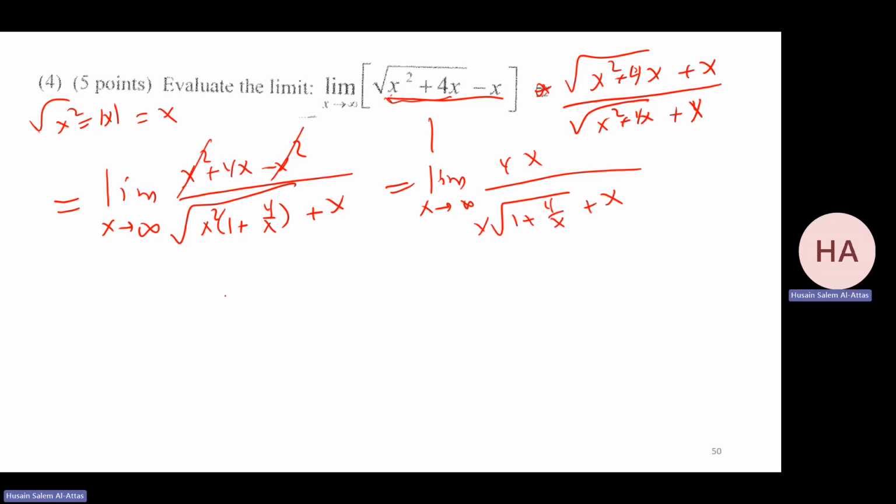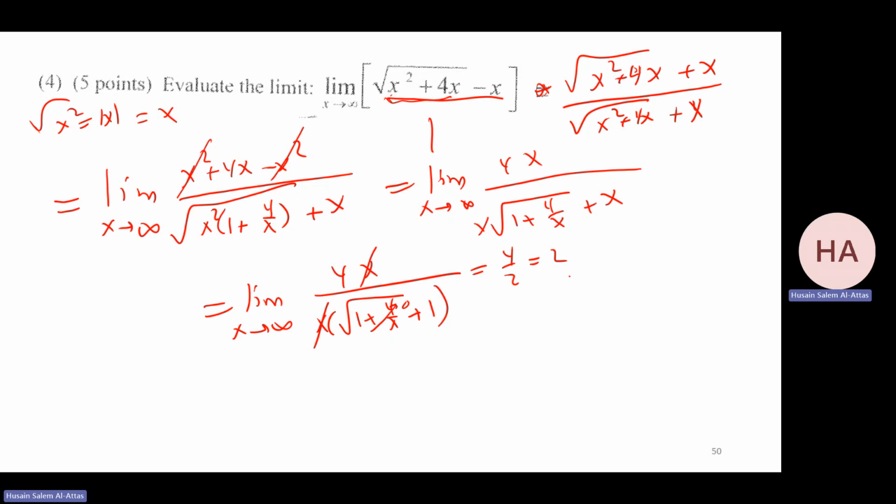Plus x. We'll take it as a common factor. Plus 1. Cancelled. This goes to 0. So I have 4 over 2, which is 2. So this is the limit.